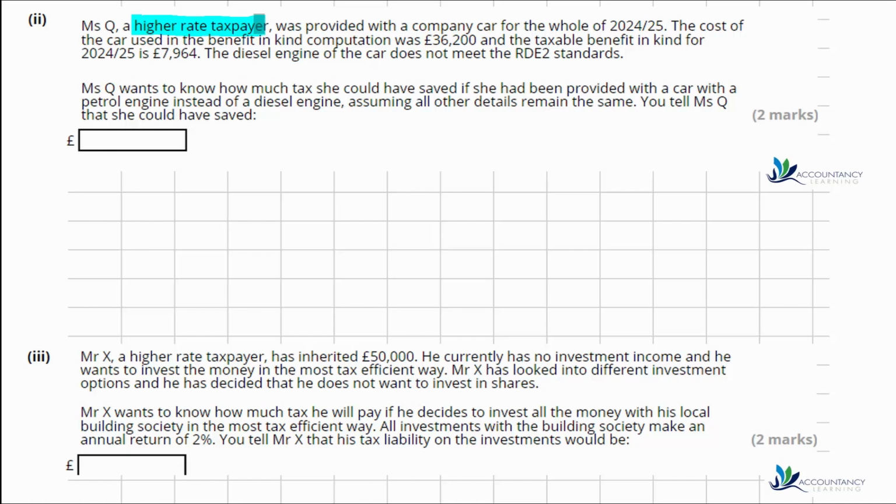So if we know what the taxable benefit in kind is, and we know what the list price is, we could just go backwards, couldn't we, and work out what the scale rate is. So we can just see by looking at these two numbers that the scale charge must have been 22%. So the diesel engine of the car does not meet the RDE2 standards. So because it does not meet the standards, well, what impact is that going to have on the scale charge? Well, let's have a look at the reference materials.